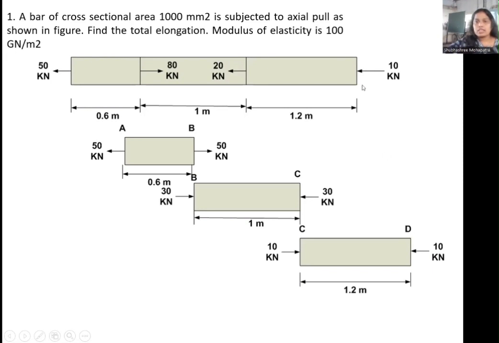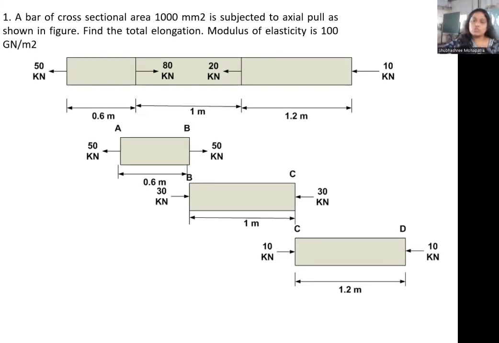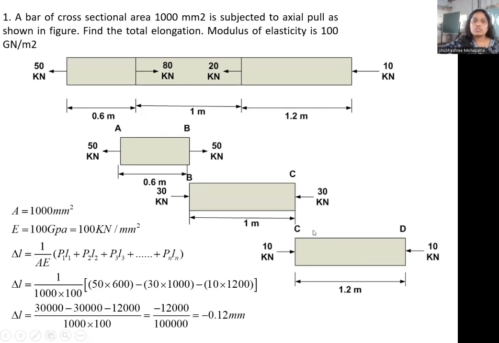At D, it is also required 10 kilonewton. So here on this side 10 kilonewton, so we also have to put it on this side, that is 10 kilonewton, because we require equal and opposite forces for equilibrium. In this way, we got 3 sections of different forces acting on it. Now simple, put the values in the formula.